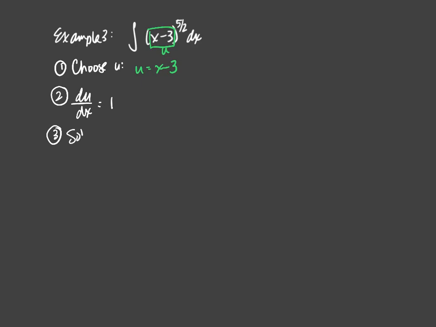Solve for dx. Well, du over dx equals 1. I'm going to multiply both sides by dx. And I get du equals 1 dx, or just du equals dx. So that's going to be my substitution.